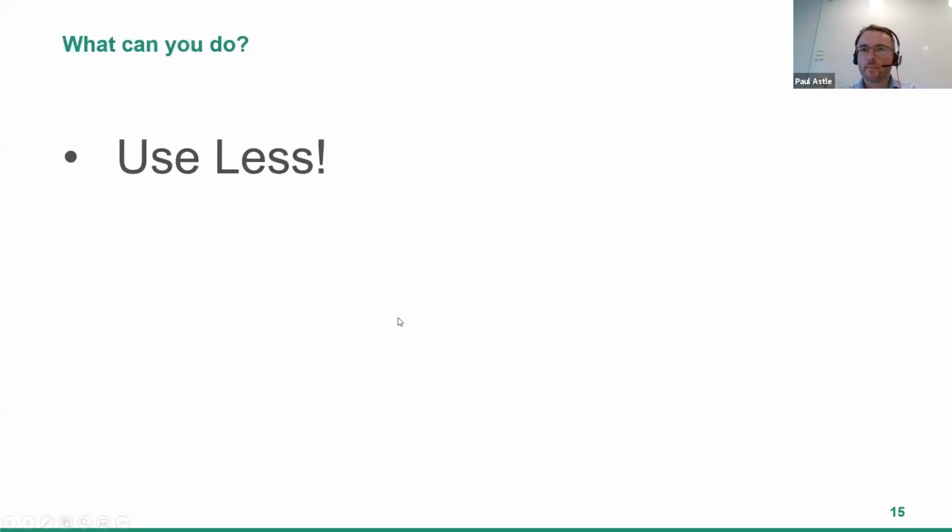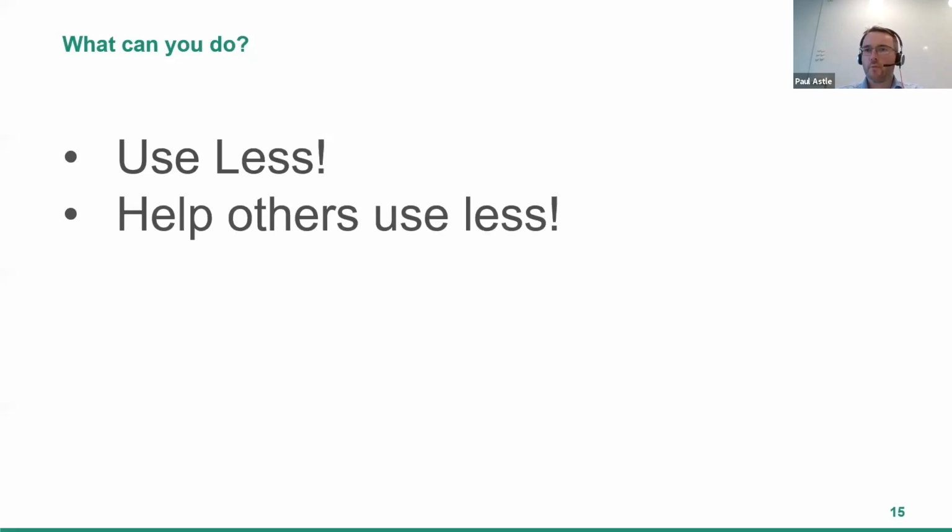So I know this is a bit of a broken record, but clearly the first thing we need to do is use less. And there's some really fantastic guidance that has been assembled in the past couple of years on this about how you can just change your grids and look at loads and efficiency, and you can shave massive amounts of material out of any structure, but certainly out of a concrete structure. So that's really important. But also what's important is helping others to use less.